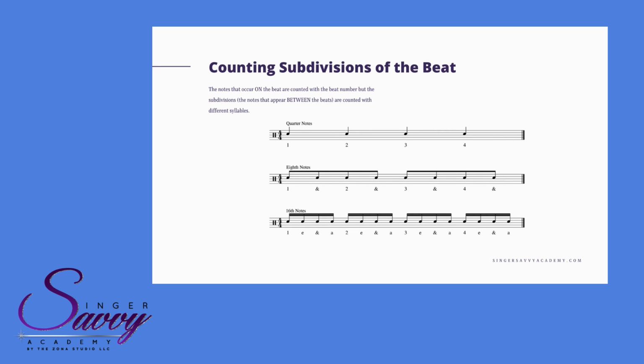So the first quarter note gets played on beat 1, the second quarter note on beat 2, the third quarter note on beat 3, the fourth quarter note on beat 4. Now we know in simple meter that each one of these quarter notes can be divided equally into 2 eighth notes. So what we need to do is figure out, okay, how do we actually count the second eighth note of a beat?